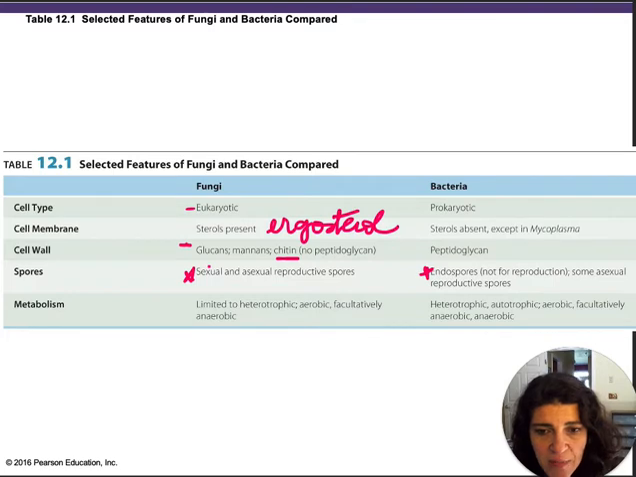Metabolism. The metabolism of fungi is limited to heterotrophic. They're aerobic, facultative anaerobic, like we said. Bacteria can be from A through Z, right? They can be heterotrophic, autotrophic, aerobic, facultative anaerobic, everything. Okay.